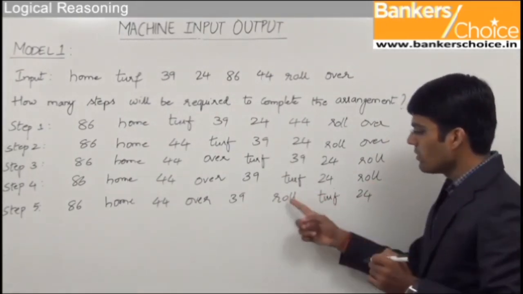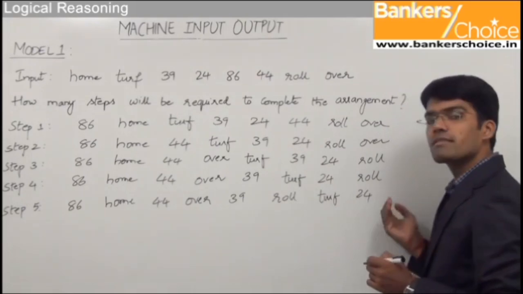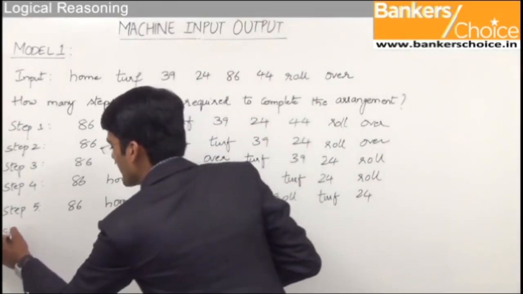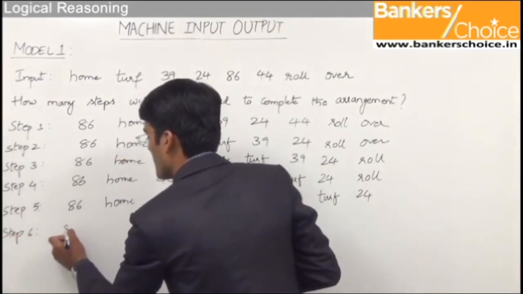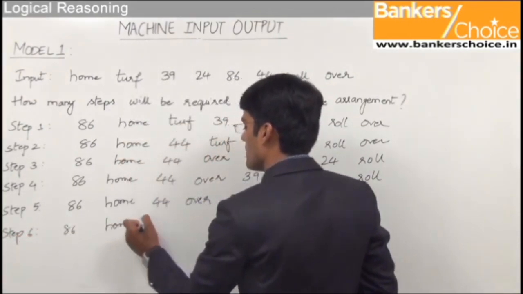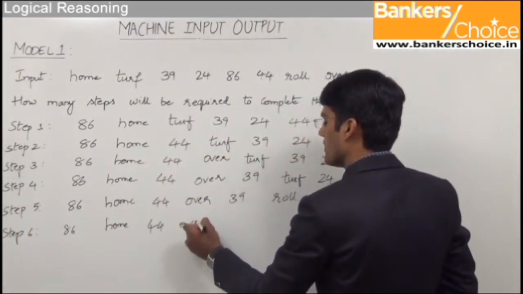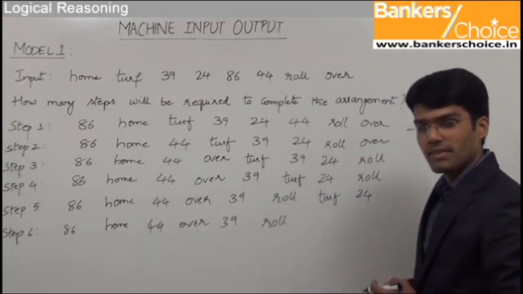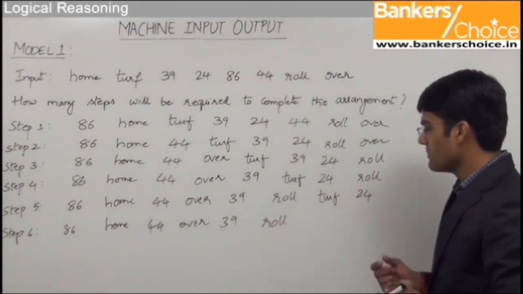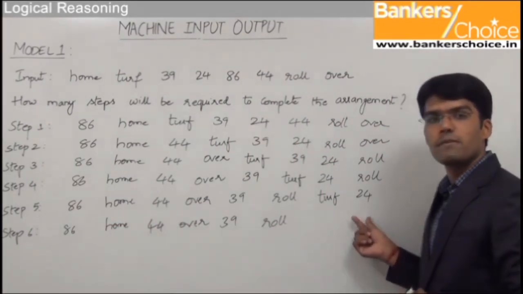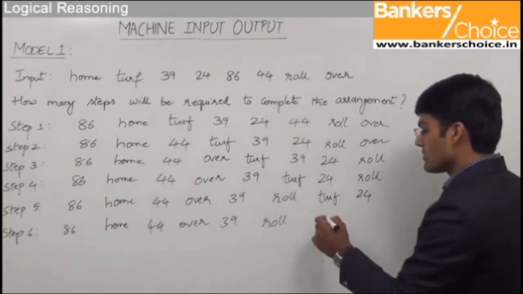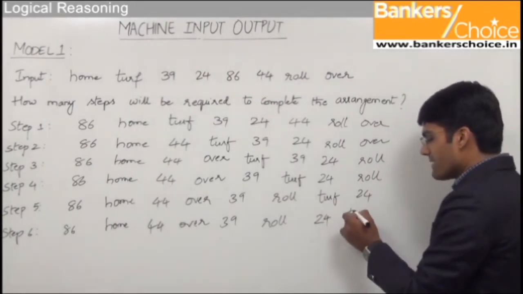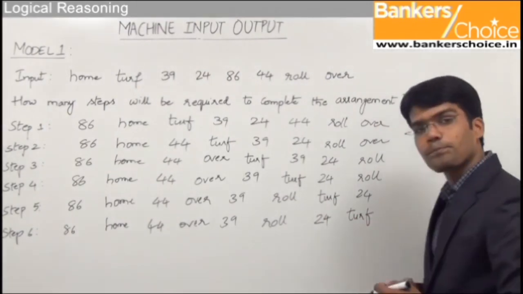That is, we have got roll in this place and the remaining 2 have been just pushed to the next 2 positions. Now in step 6, we have 86, home, 44, over, 39 and roll at their correct places. Now after roll, we need to have a number, and that number has to be 24, as it is the only number left out. So let us bring 24 to the 7th position, and turf takes position number 8.